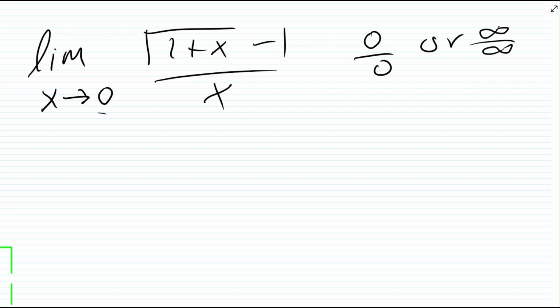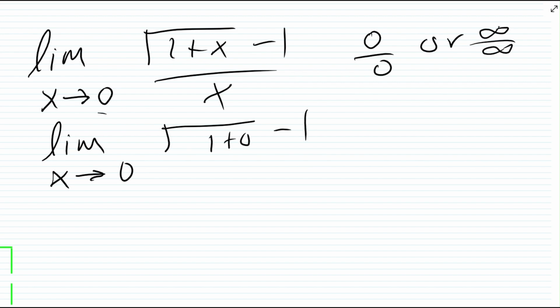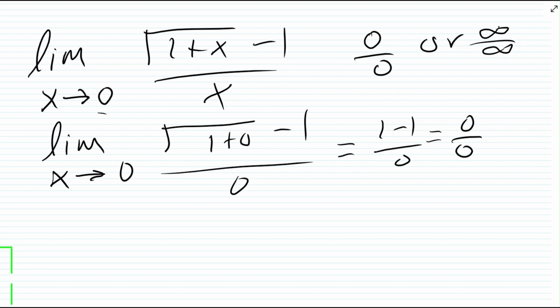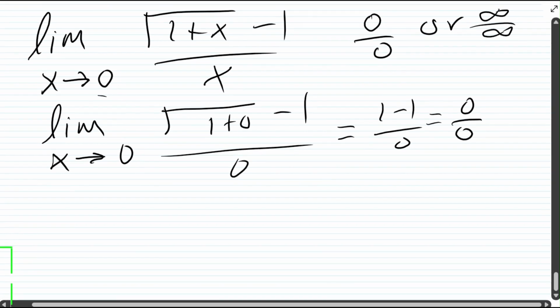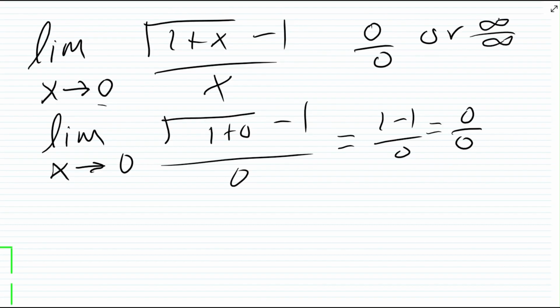So let's try that. We can see the limit as x approaches 0 of square root of 1 plus 0 minus 1 over 0, right? So this limit is going to be 1 minus 1 over 0, which is 0 over 0, right? Since it is 0 over 0, then we know that we can use L'Hopital's rule to evaluate this limit, right?